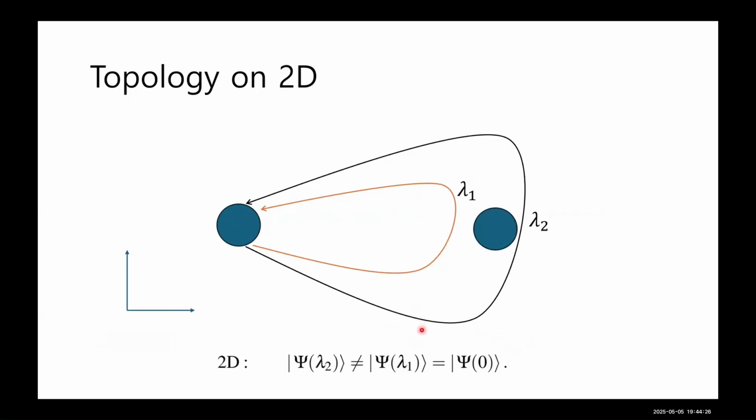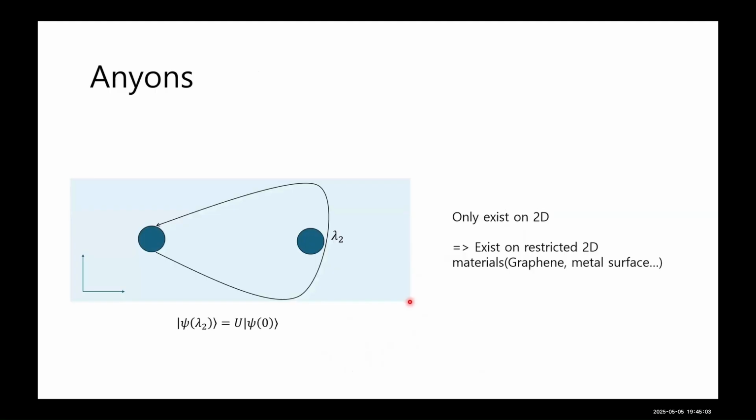And how about two particles in two dimensions? The story is different. If we try to move this lambda 2 path to the lambda 1 path, we cannot, because the second particle is going to be an impediment between the two paths. That means their topological shape is different. Actually, that is a hole, as I mentioned, a manifold. So these two quantum states are different, and they're going to differ from the initial state. So that's why anyons come from two dimensions.